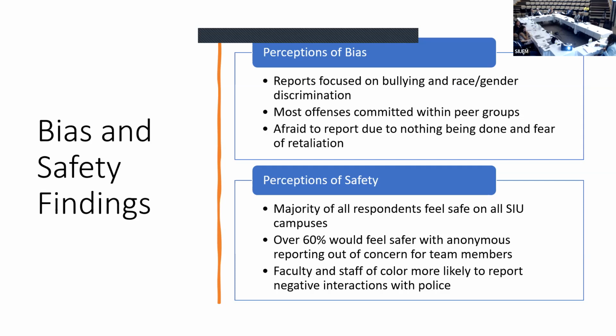And then when we spoke about safety, we rated fairly well. When we looked at lighting and all the other things that contribute to a safe environment, we did well nationally, and we did well as far as SIU perspective. The main thing that I want to point out is that 60%, and again, this was across the board, felt like they would feel safer if they could report anonymously out of concern for team members.